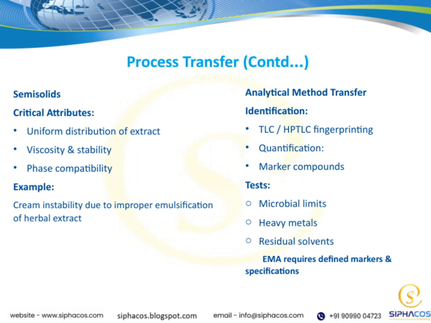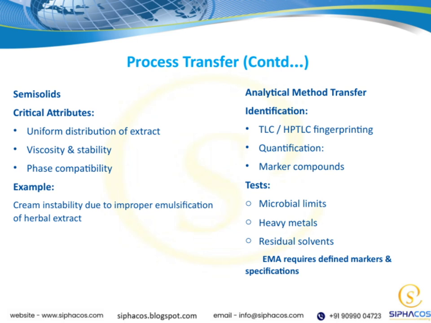We also need to perform various tests, such as microbial limits to check for contamination, testing for heavy metals to ensure safety, and analyzing residual solvents to confirm that no harmful solvents remain. It's important to note that regulatory agencies like EMA require us to have clearly defined markers and specifications. This helps maintain strict quality control standards.